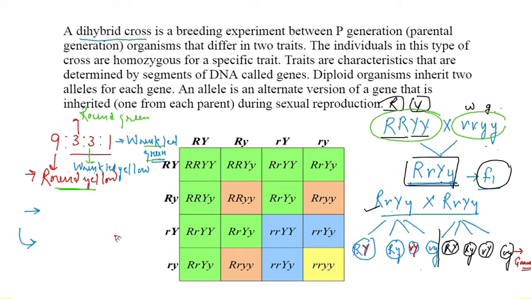I think you must have understood. If not, please comment in the comment section, I'll revert back to you. And here, as there is no restriction for the allotment, right, here the characters they are independently assort at the time of gamete formation, and this is what the law of independent assortment is.